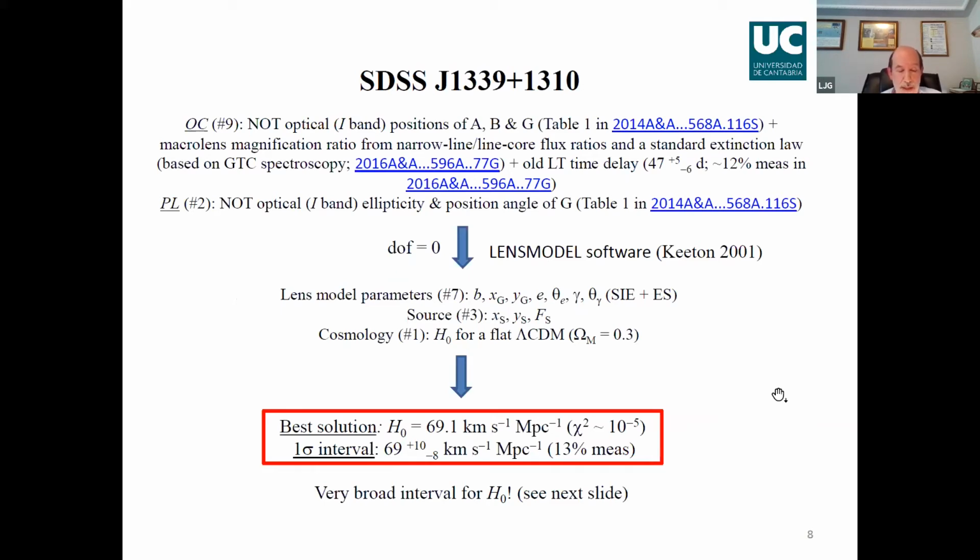Regarding the double quasar 1339, we initially focused on 9 observational constraints: the positions of the quasar images and G, microlensing and extinction-free flux ratios of the quasar images, and an old time delay of about 12% precision. In this case, we use an old time delay in order to check the influence of the accuracy in the time delay on the determination of the Hubble constant. We also use 2 observationally motivated priors on the structure of G, and consider again a singular isothermal ellipsoid. The lens model shower gives a very broad interval for H0, which is roughly ranging from 60 to 80.